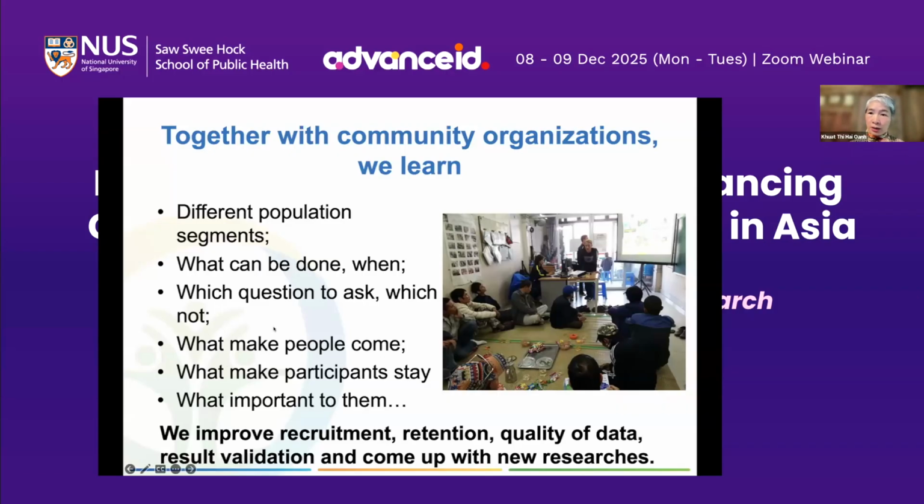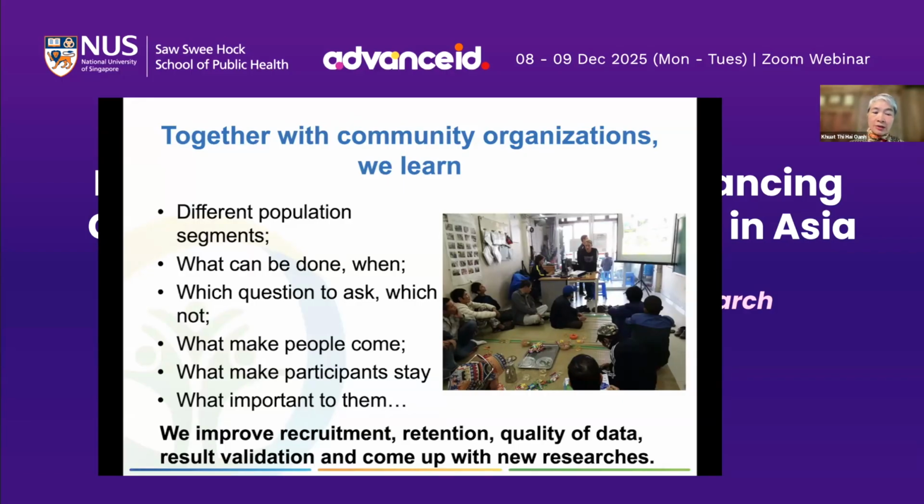They also advise us on which questions to ask. We discuss the questionnaire, which question to ask, how to ask it, and what makes people come. Participation first means people need to come. So what will make people come? What makes people stay? What's important to them? Through a lot of discussion, but also working together every day, we improve recruitment and retention. Like I mentioned, we've been working with them for 13 years. We have people who use drugs who have been in our program ever since.